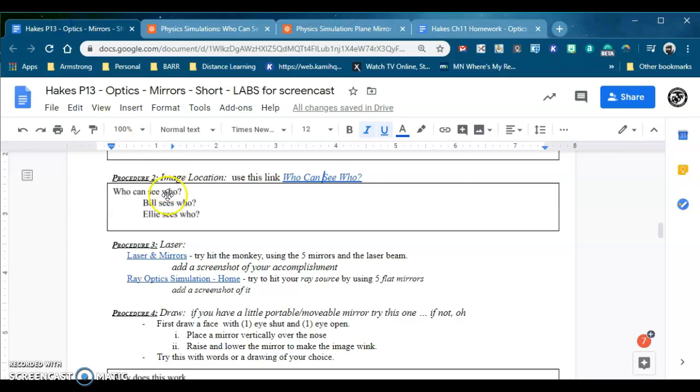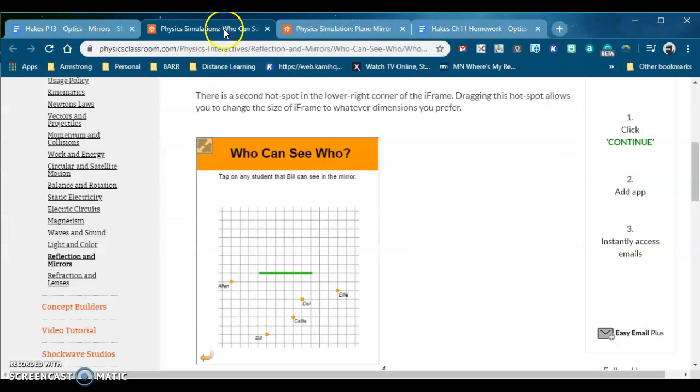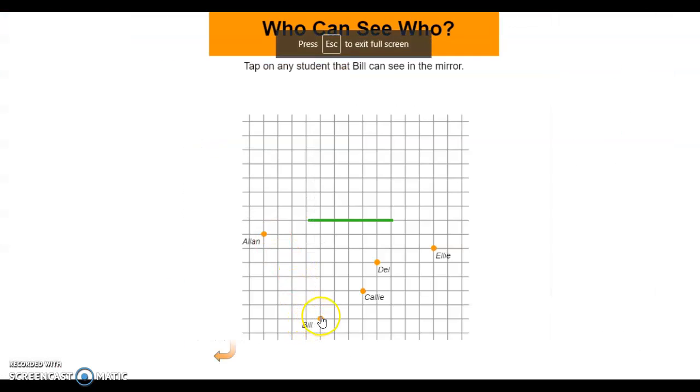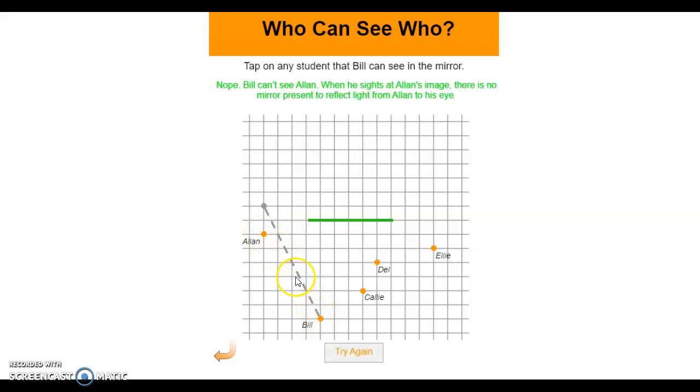Or I'm sorry. Yeah, Bill sees who. Okay. So if Bill was standing here and looking in this mirror, if you looked anywhere on this mirror, who would he see in the mirror? And if you click on a person, like if I click on Alan, it shows you that Bill's angle toward Alan is over here. It's not on the mirror. He can't see Alan. But what about Callie?